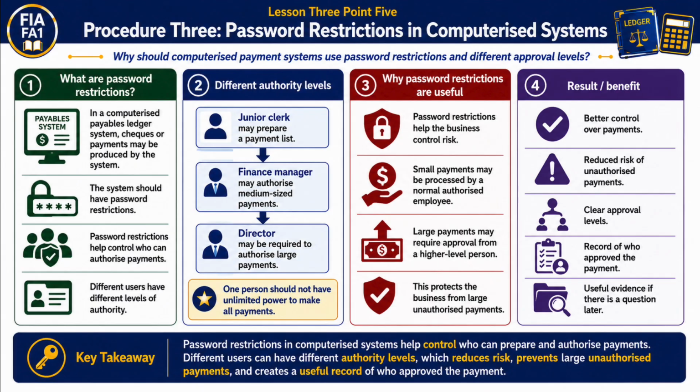Why are password restrictions useful? Password restrictions help the business control risk. For example, if a payment is very small, the system may allow a normal authorized employee to process it. But if the payment is very large, the system may require approval from a higher level person. This protects the business from large unauthorized payments. It also creates a record of who approved the payment. That record is useful if there is a question later.